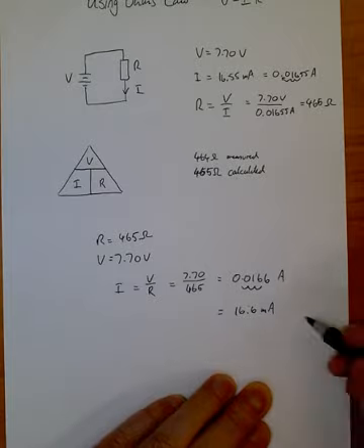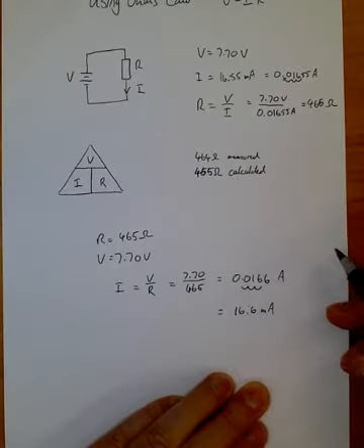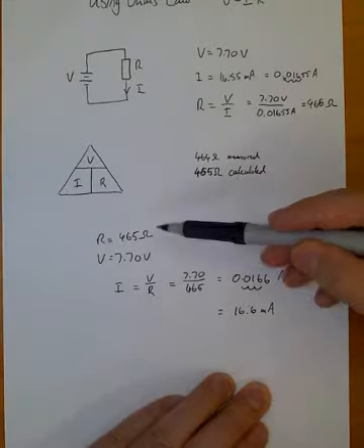So this is a common technique for finding the current in a circuit without actually having to measure the current directly. You can calculate it based on the known resistance and the voltage.